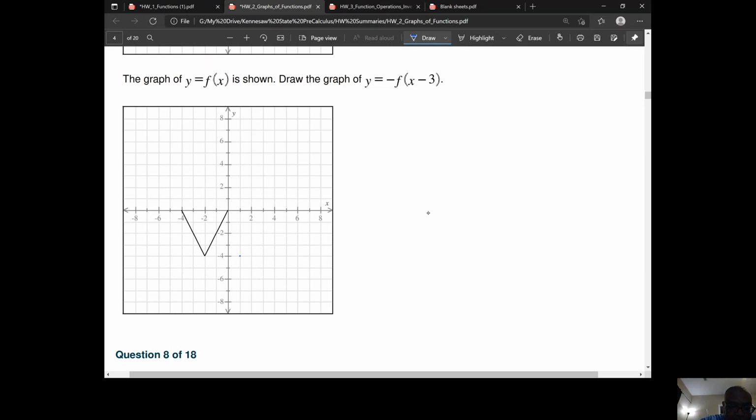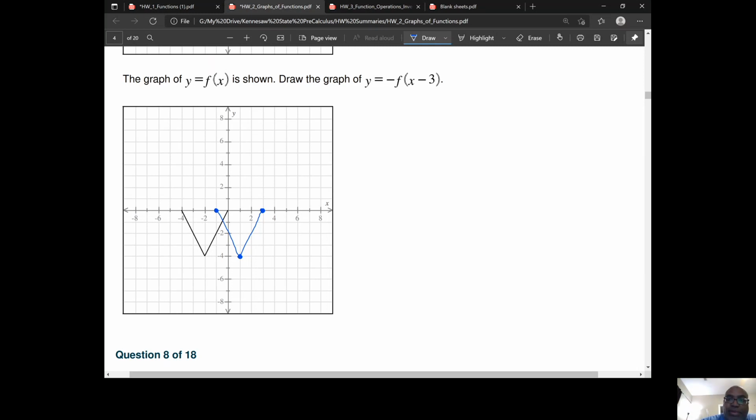1, 2, 3. 1, 2, 3. It's -4, so 1, 2, 3. That is the first transformation. I moved it to the right 3.